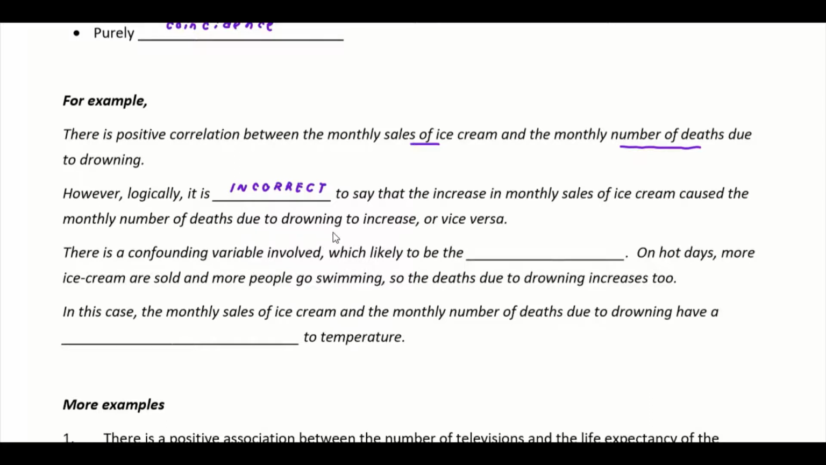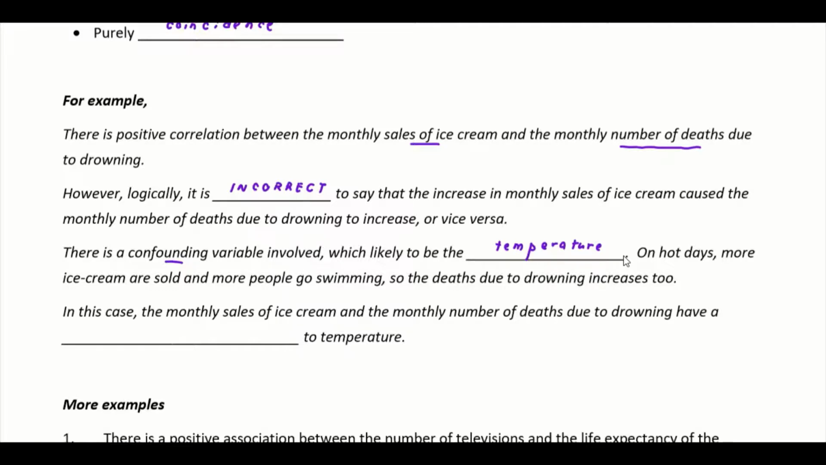What happened here is that there is a confounding variable. You can think of whether there is any variable that is associated with both of these things or not. That is temperature. Why is that so? When the temperature gets higher, on a hot day, more ice cream will be sold. If the weather is hot, then more people will go swimming. When more people go swimming, of course the deaths due to drowning will increase as well.